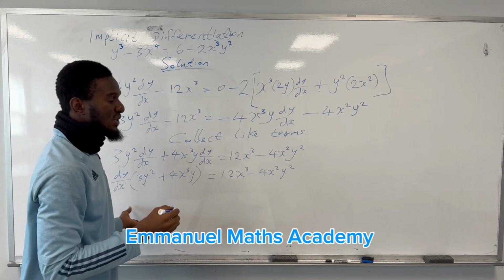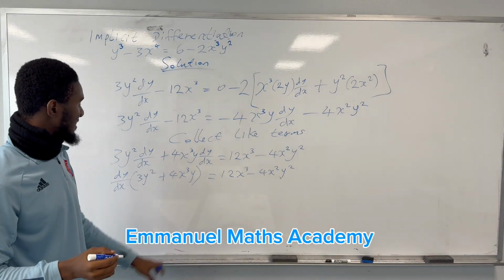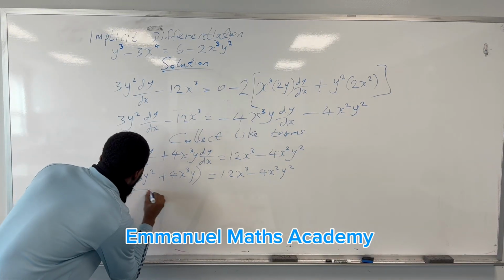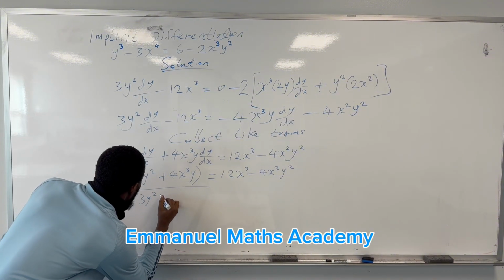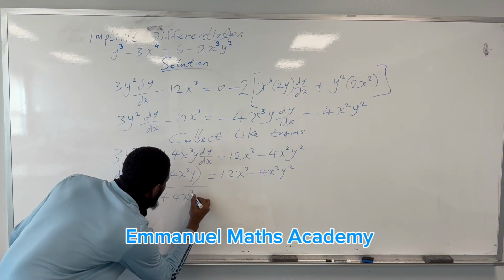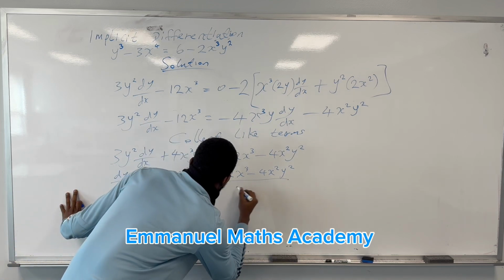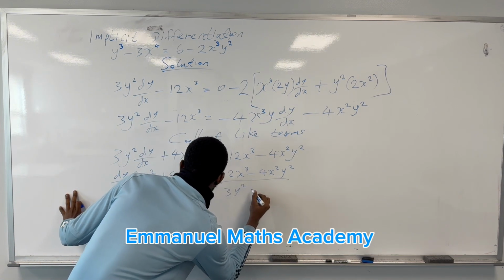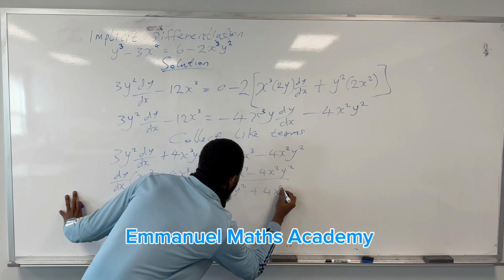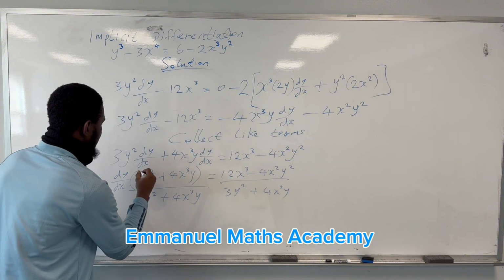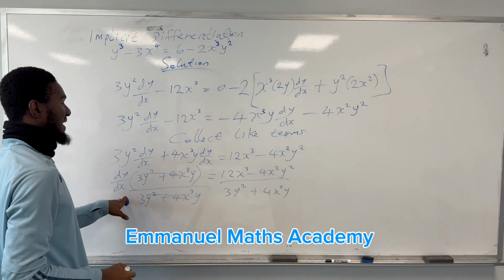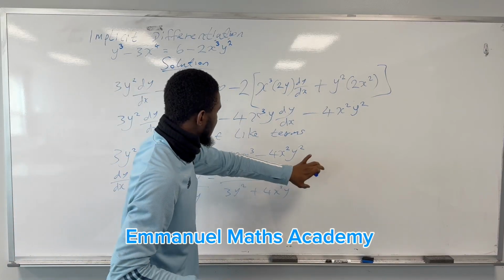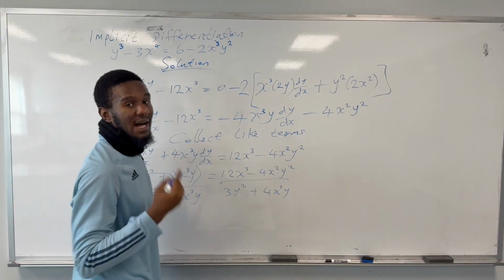You divide both sides by the coefficient of dy/dx. So this will divide 3y squared plus 4x cubed y over 3y squared plus 4x cubed y. This will cancel this. Now you have that dy/dx is equal to this. Right? As simple as that.